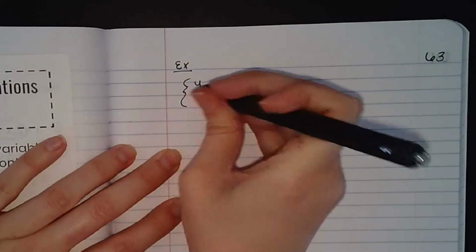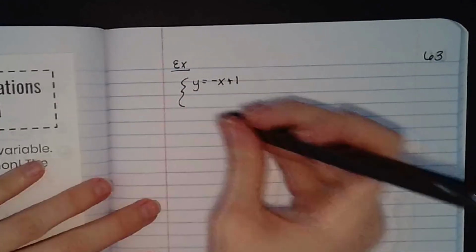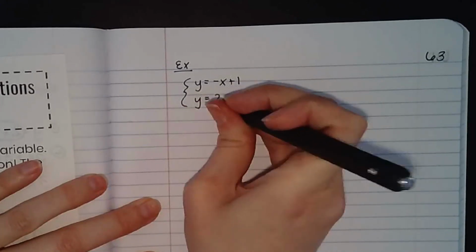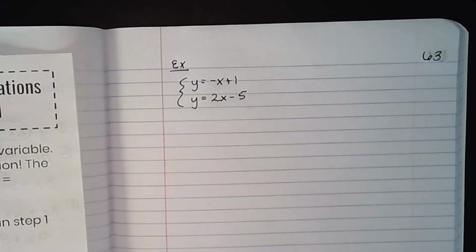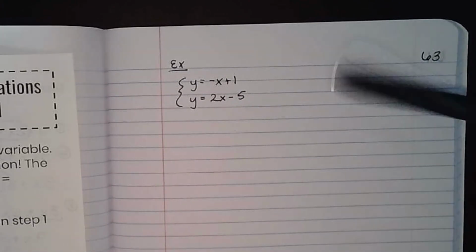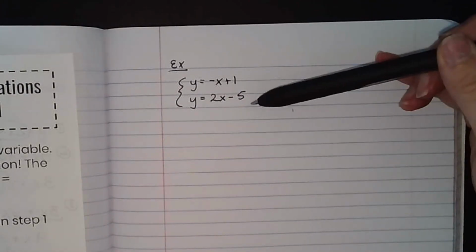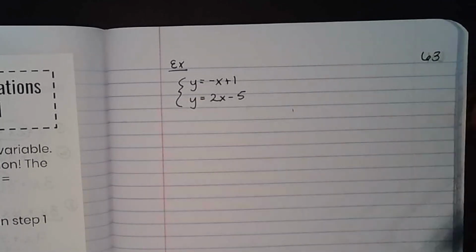So our example on this page will be the system of equations y equals -x plus 1 and y equals 2x minus 5. This system would be a great candidate to solve by graphing because both of these equations are already in slope-intercept form. But unfortunately, I do not have a graph that I could graph these on. So instead of solving this by graphing, I'm going to solve it using substitution.